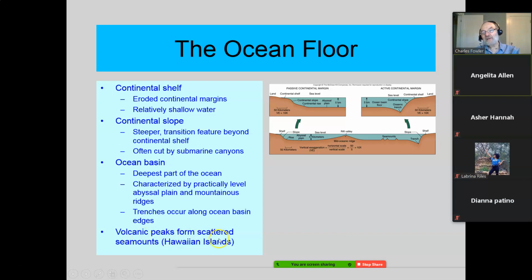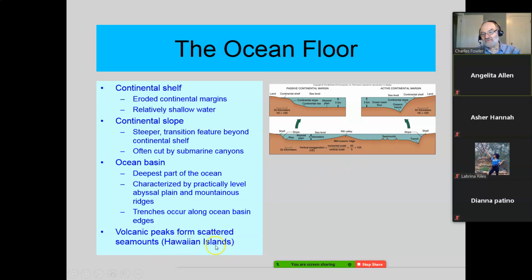Volcanic peaks form with scattered seamounts. These could be volcanic. They more than likely are. They're definitely things like magma intrusions. Whether they actually form volcanoes or not, they're magma intrusions, the seamounts.